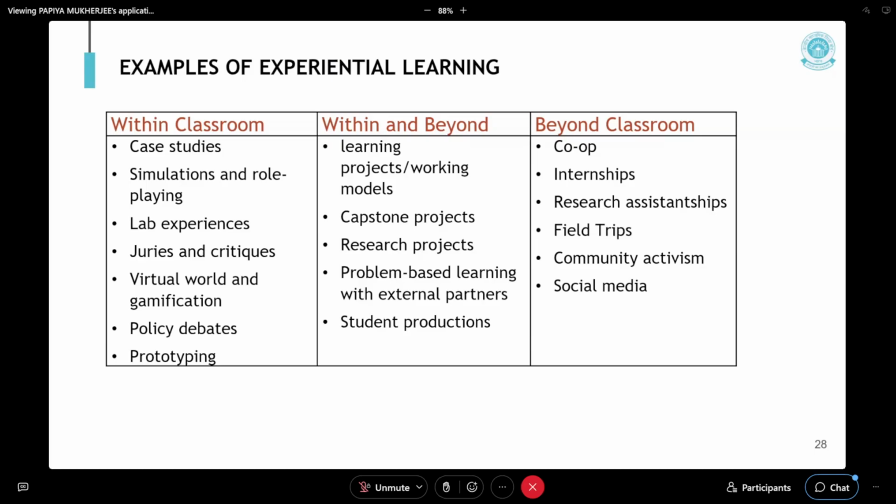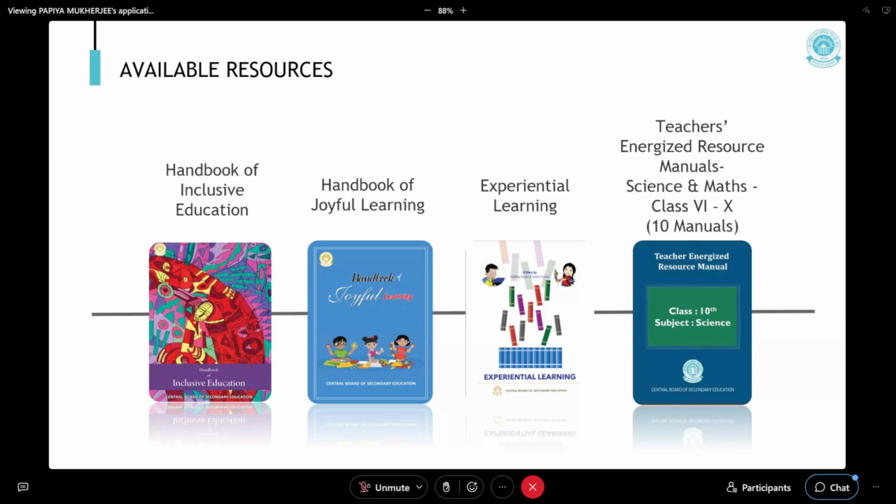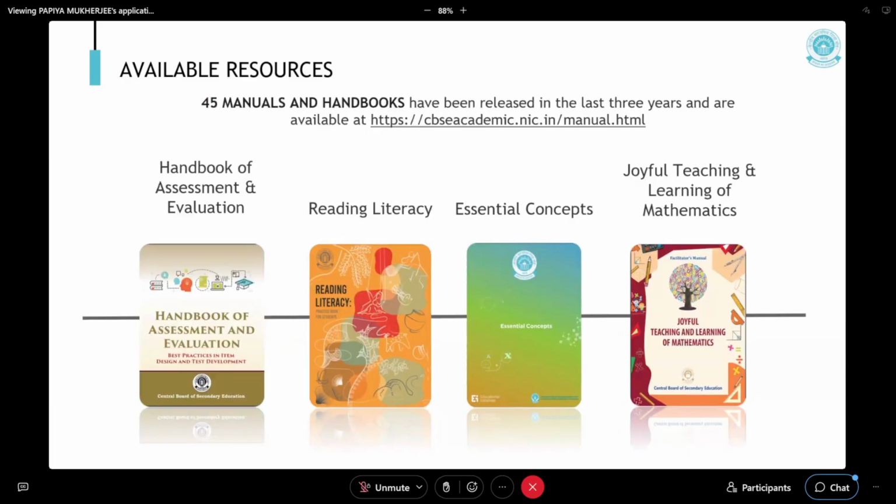Community activism and social media are much on the rise. As school principals, we have to keep a tab on the misuse of it. Various resources are available, whether it is the mathematical literacy practice book, comic book, teacher's resource for achieving learning outcomes for classes 1 to 10, handbook of inclusive education, or handbook of joyful learning.